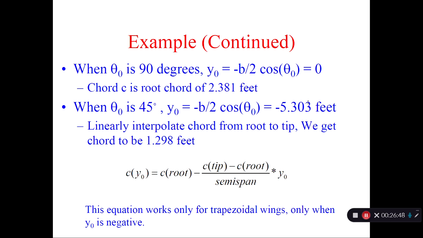So that linear variation, we can fit as this: the chord at any y location is the chord at the root minus (chord at the tip minus chord at the root) by semi-span times y naught. Let's say y naught is 0. That means you're right on the root. Then this whole term will disappear, and you'll get the chord equal to the chord at the root, which is 2.381 feet.